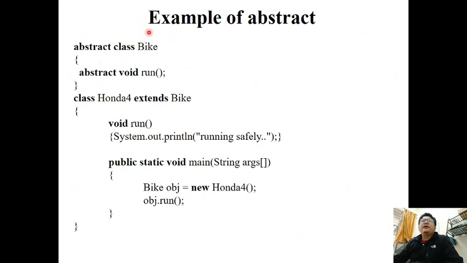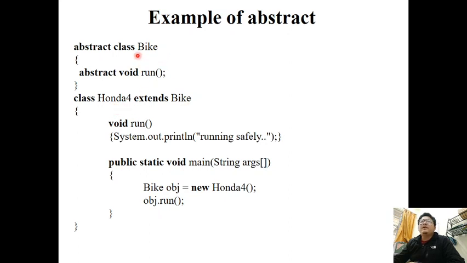This is an example. There is a class called Bike which has been declared as abstract. Since the class has been declared abstract, inside the class we might have one or more methods which have been declared as abstract. In this example, we have not considered the non-abstract method. There is another class, Honda 4, which extends class Bike. So this class has been extended over here, and the method which was declared abstract in the abstract class Bike has been implemented. The run method is implemented in the derived class. So now whenever you try to create the object, you create the object of Honda, not Bike.